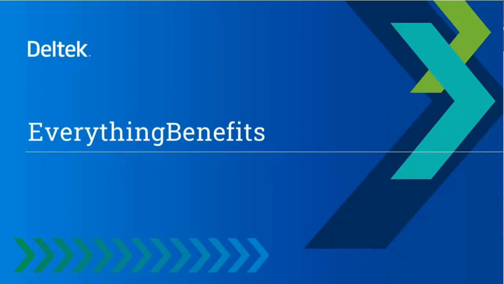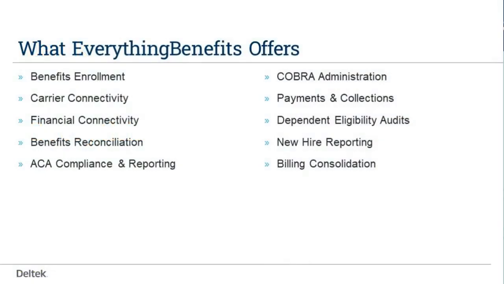Deltek partners with Everything Benefits for benefits administration. Everything Benefits is a benefits administration technology company uniquely positioned to make it easier for employees to consume benefits while providing organizations better return on the investments in their existing systems, processes, and relationships. Everything Benefits provides many services for customers.